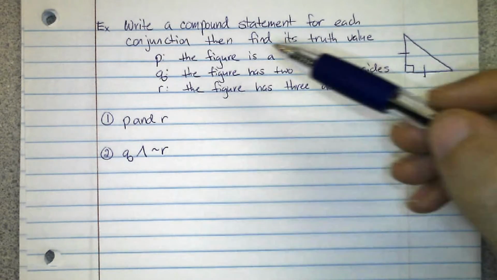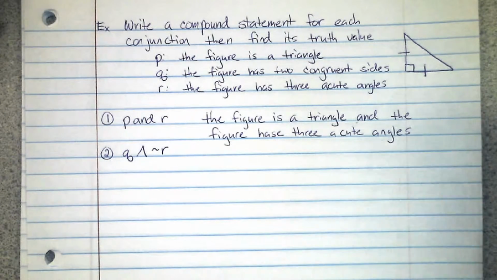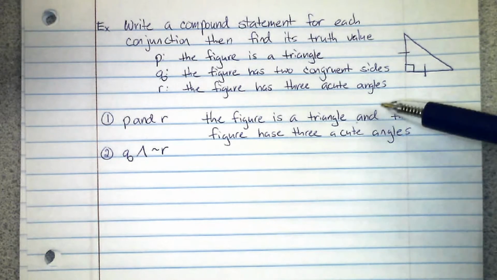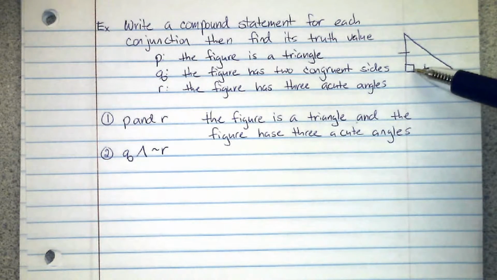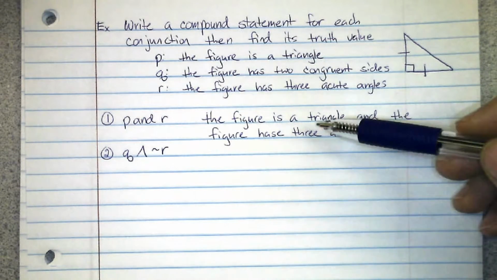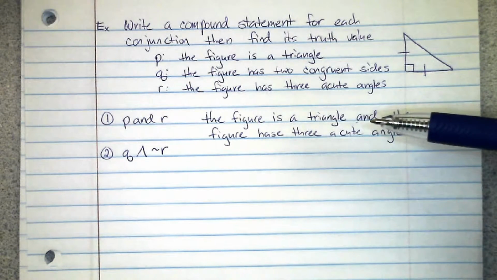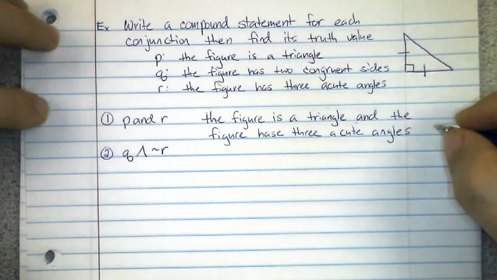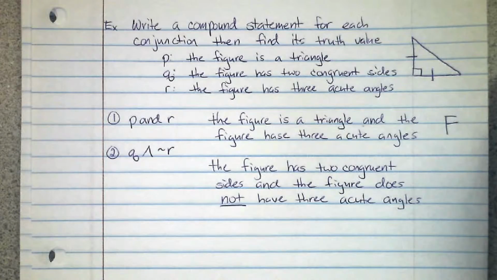So the first one we have is P and R. So think about what that statement is. The way it would look is the figure is a triangle and the figure has three acute angles. Well, yes, the figure is a triangle, but three acute angles? Nope, that's 90 degrees right there. So we know that's not true. And if even just one of the two statements in a compound statement is not true, then we know the whole thing has a truth value of false.